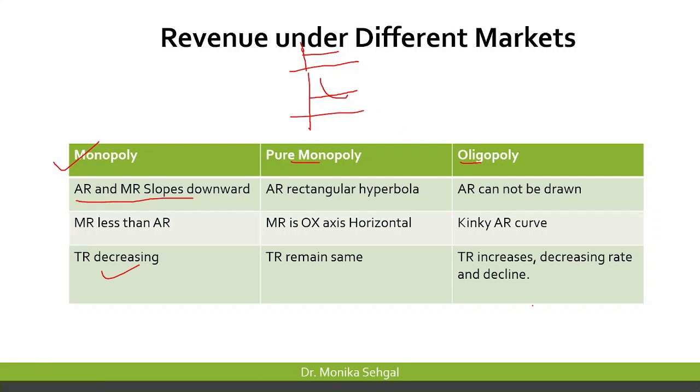And in the oligopoly, AR cannot be drawn smoothly. It is a kinky AR curve, meaning the average revenue has some kinks like this, and there are some gaps like this. So this is the kinky AR curve, and TR increases, decreases, and declines.